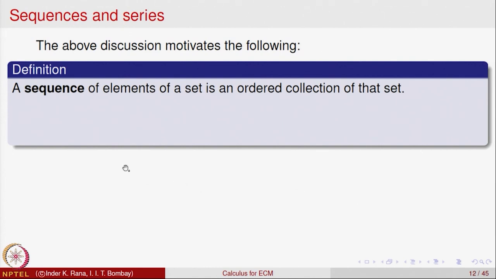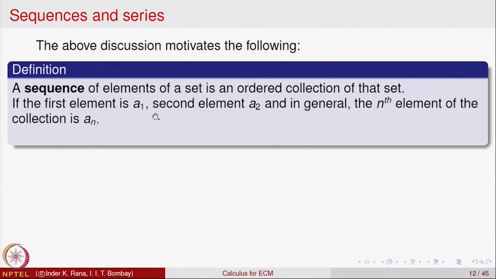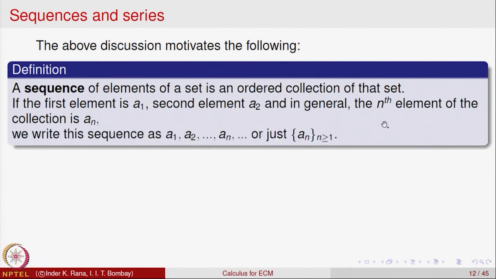So this motivates the following definition of a sequence. A sequence of elements of a set is an ordered collection of that set. Ordered means there is order. You pick up an element, call it the first, pick up another one, call it the second one, and so on. The first element is A1, the second element you can call A2, and the general nth element An. So this gives us an ordered collection A1, A2, A3, and so on, which is normally written as curly bracket An, the nth term, n bigger than or equal to 1. So a sequence is an ordered collection of numbers and is denoted by this symbol An.